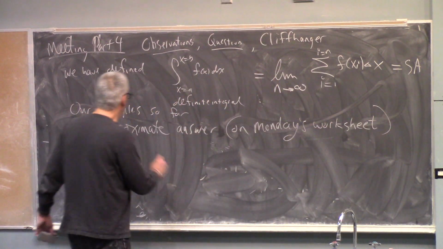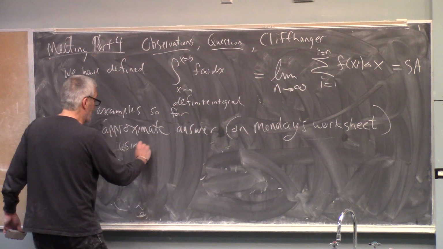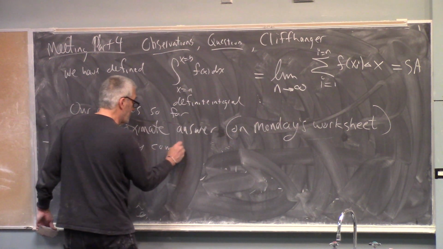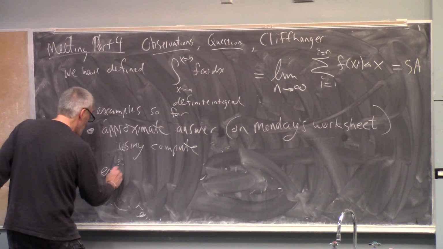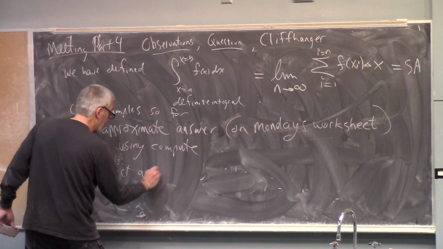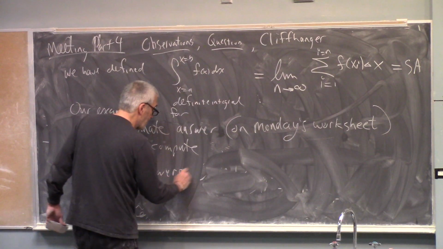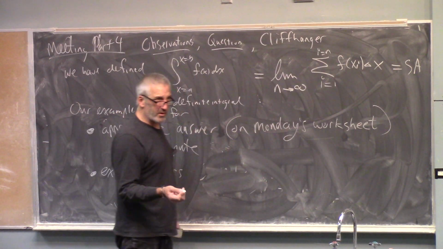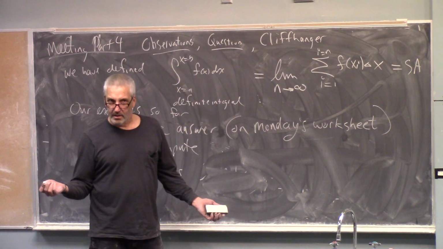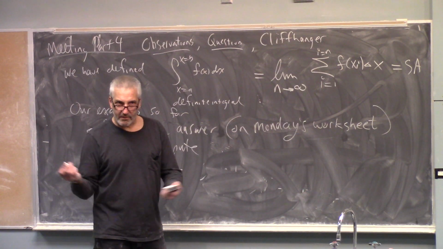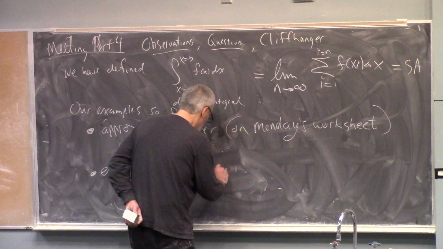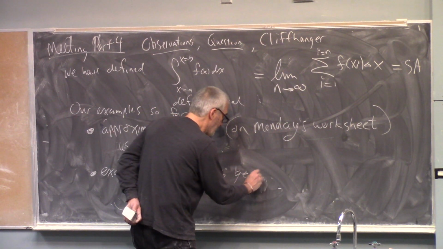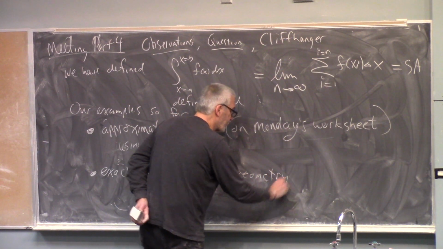So we got an approximate answer using a computer, and then we got exact answers today using geometry. We didn't need all this theory for what we did today. We could have just used geometry to get those areas. That's what we did. So that's the observation about what we've done.